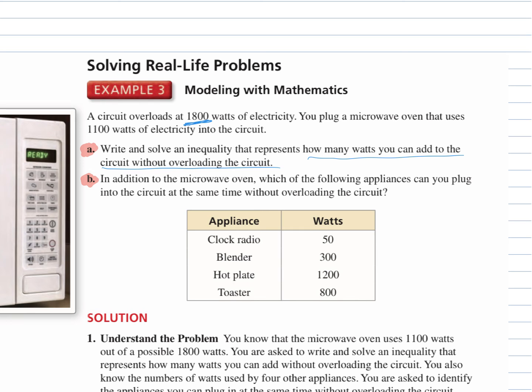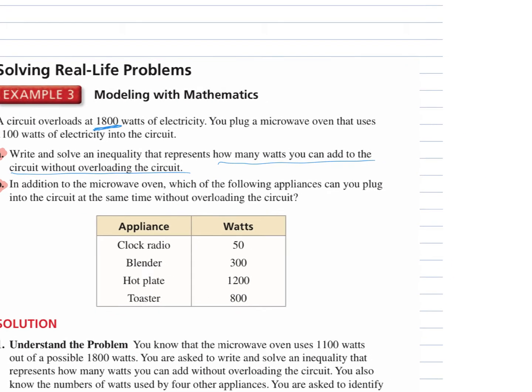So if it overloads at 1800 watts of electricity, can you actually plug in 1800 watts of electricity? No, because what would happen? It would overload. So you can add up to 1800, but can you include 1800? No. So let's write number 1.